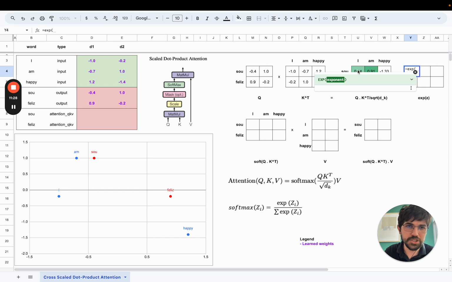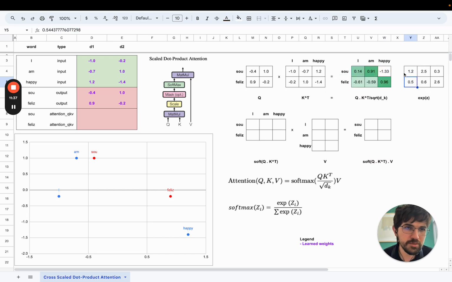So, exponential of all of those values. When I use this array formula, what we have here is the exponential of this value, and this is going to be the exponential of this, and so on. So it's just a shortcut.